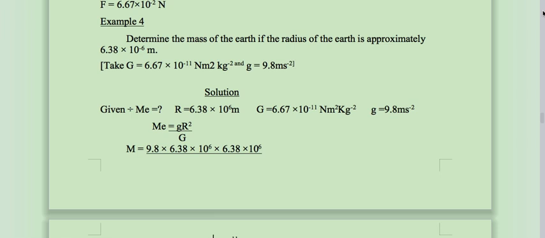Our solution. We are looking for the mass of the Earth. That means the mass of the Earth is equal to small g, which is the gravitation of free fall, times the radius of the Earth, which is the capital R squared, all over the universal gravitational constant, big G. Where did I get this formula from? From the relationship between the universal gravitational constant and the acceleration of free fall of the Earth.